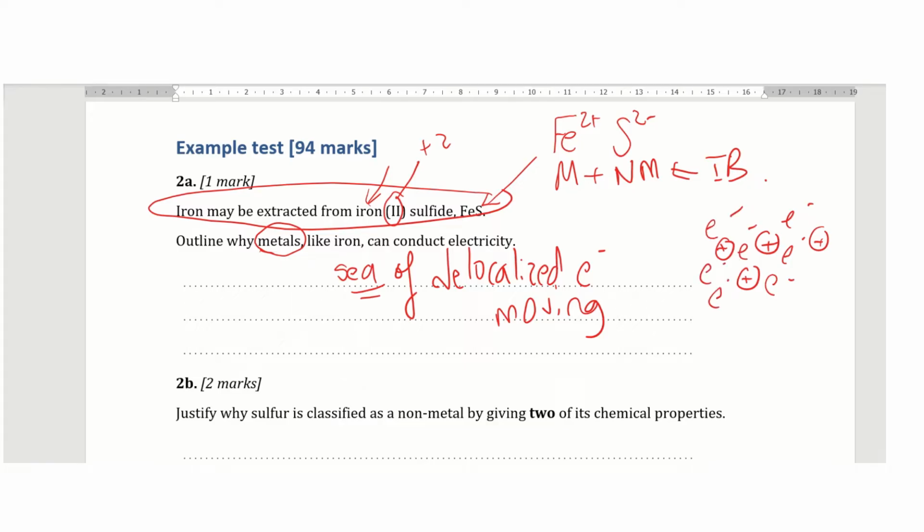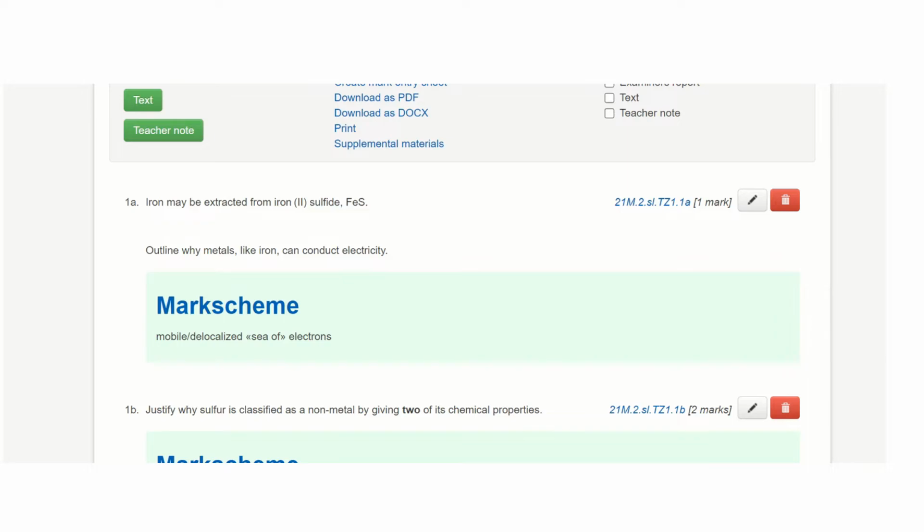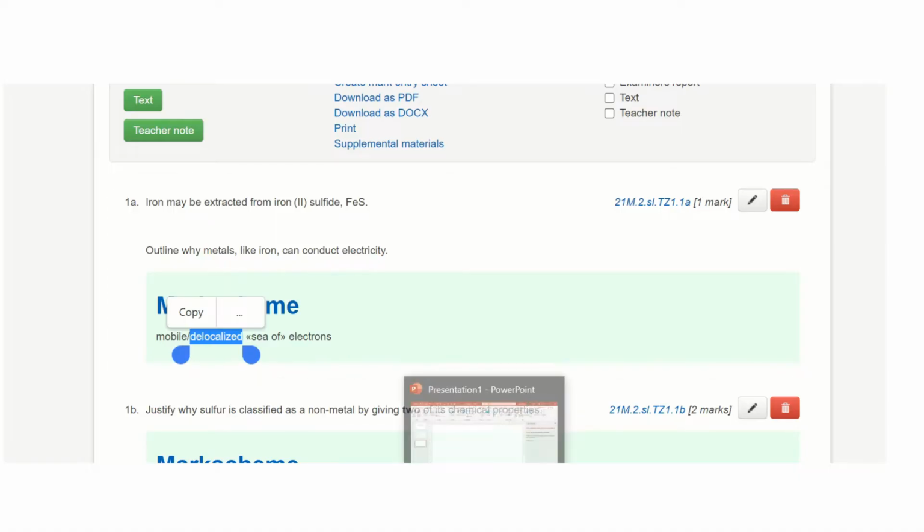And we know in order to have electricity, I must have a flow of electrons. This is basically what causes electricity to happen. So these electrons are moving between the cation centers and they're free flowing, meaning that they're not stuck at a certain center. And this is the reason why we say that metals like iron can conduct electricity. If I look into the mark scheme for that particular question, this is exactly what they want. They want to see that you're saying mobile or delocalized sea of electrons. Either mobile or delocalized sea of electrons would give you the right answer.